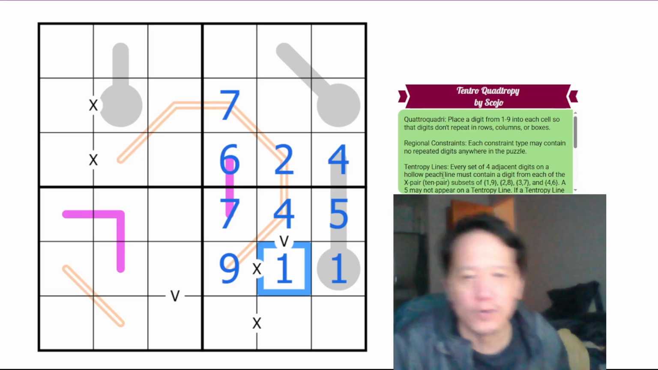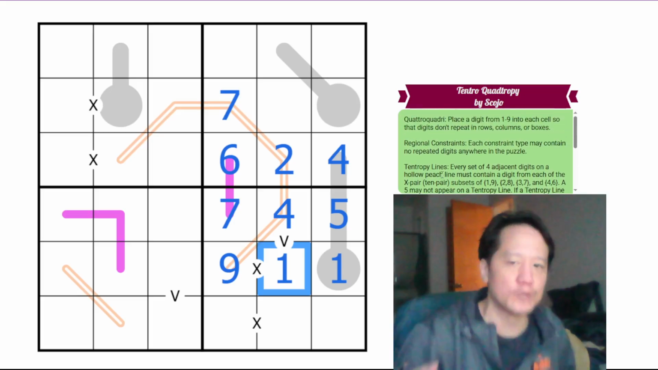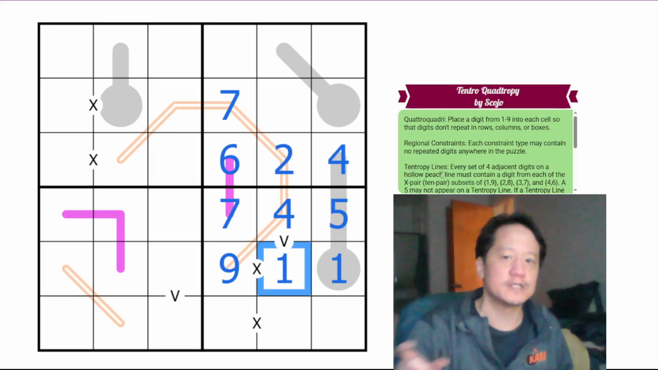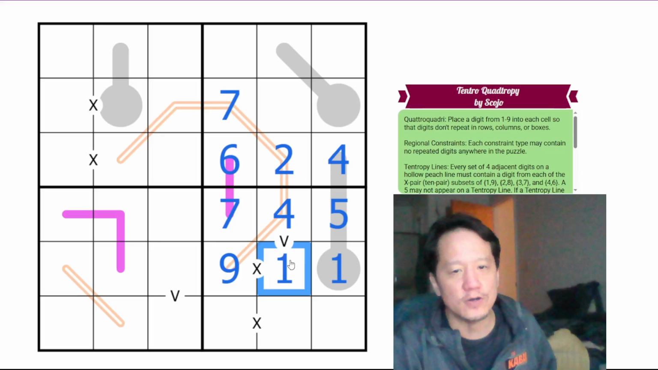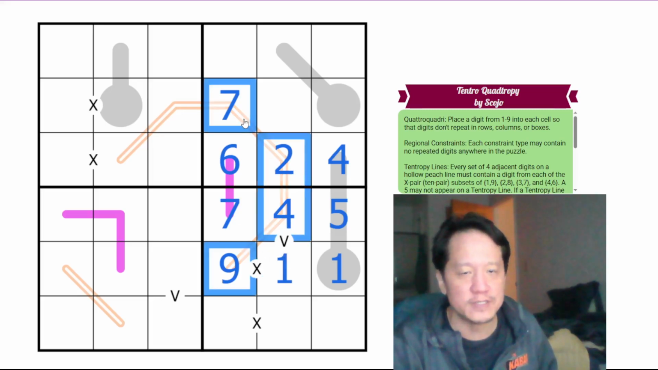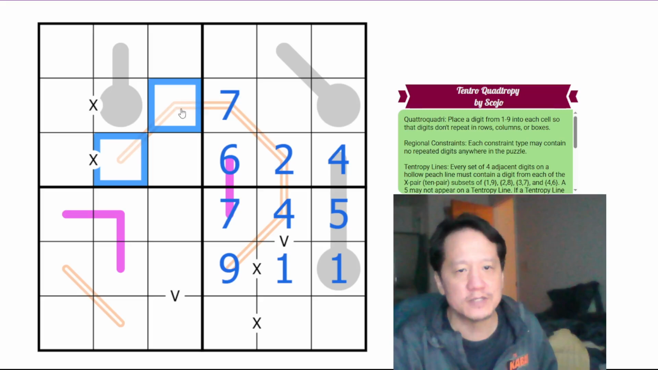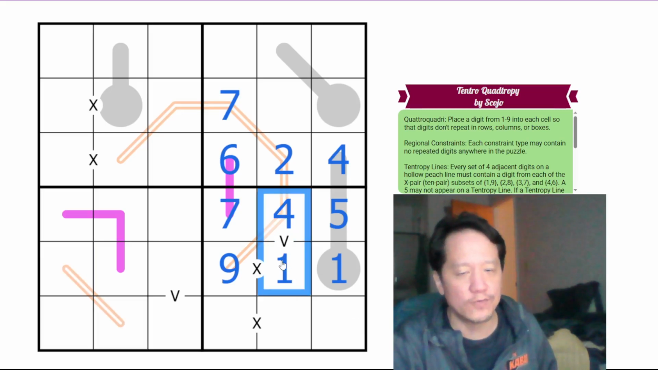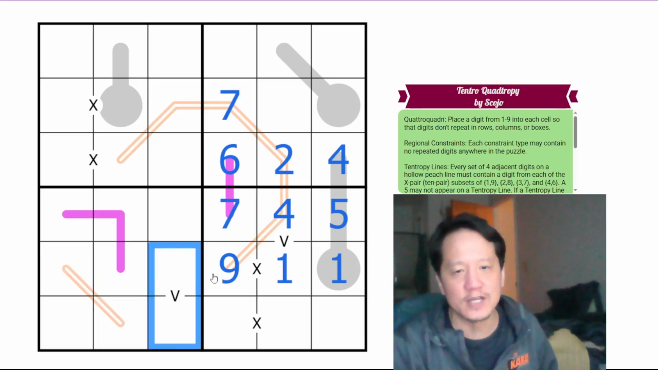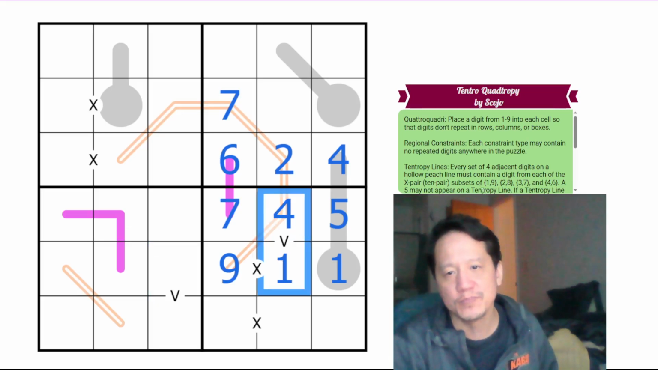And remember, we have the regional constraint, where every constraint type cannot contain repeated digits. So if we had 9, 4, 2, and 7 here, that means the rest of the Tentropy lines cannot contain those digits. Same with V's. If we have a 1 and a 4 here, that means the other V cannot contain 1 or 4. And those are all the rules.